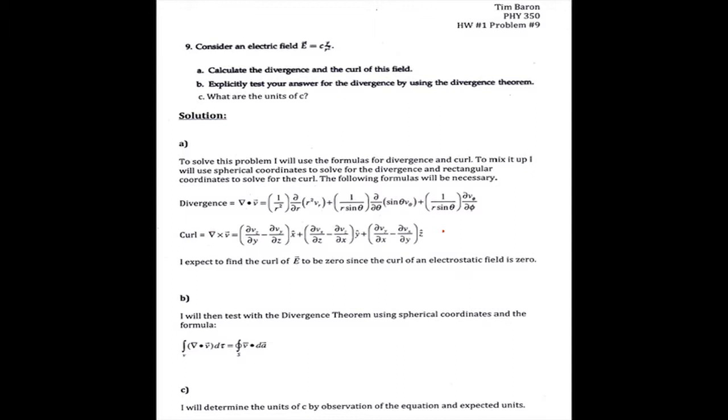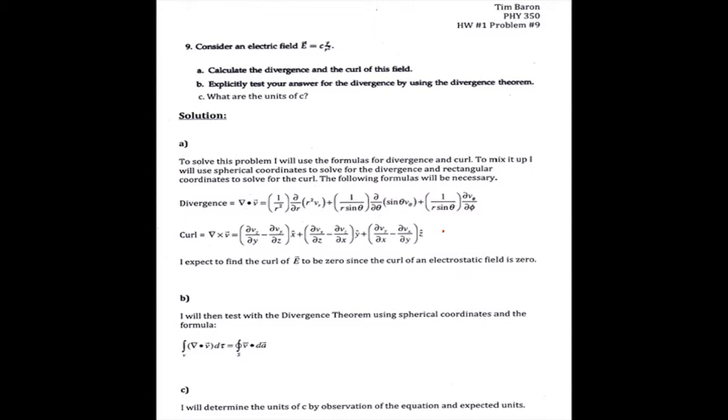This is problem number 9 from chapter 1. We're given an electric field that equals C times R vector over R squared, and we're asked to calculate the divergence and curl, test with the divergence theorem, and find the units for C.